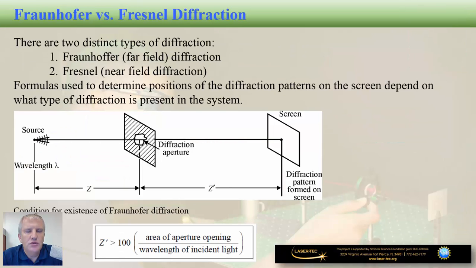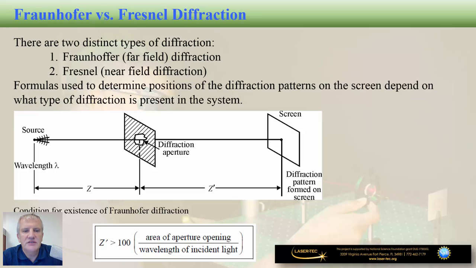So before we move on to analysis of different types of diffraction patterns created by different obstacles, we also want to introduce the concept of the far field and near field diffraction. Far field diffraction is also known as Fraunhofer diffraction, and then near field diffraction is known as a Fresnel diffraction.